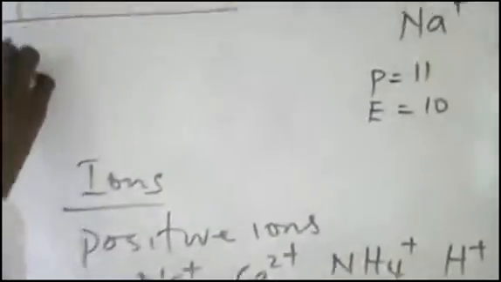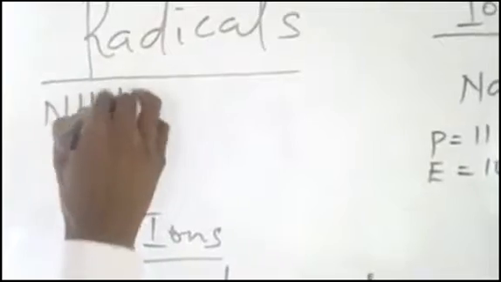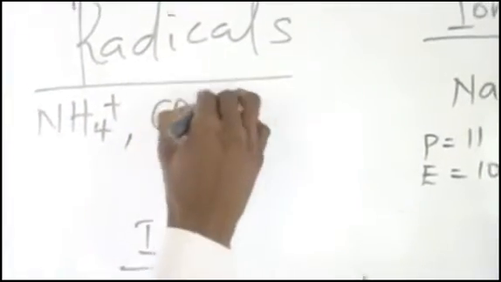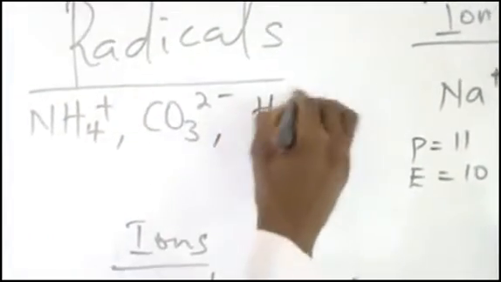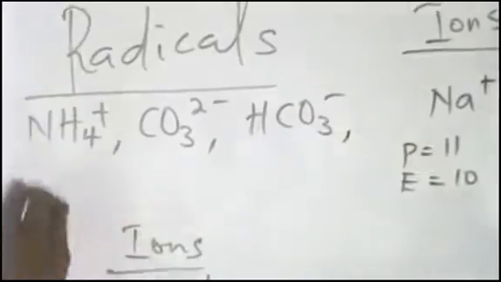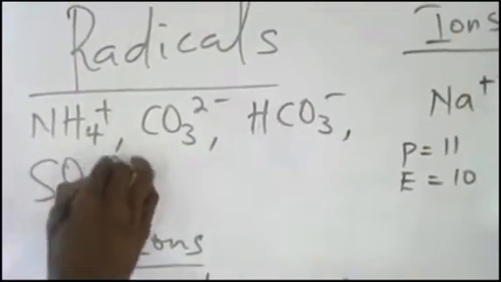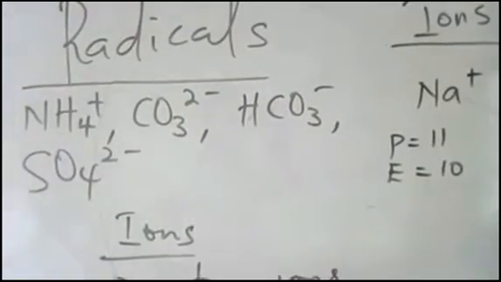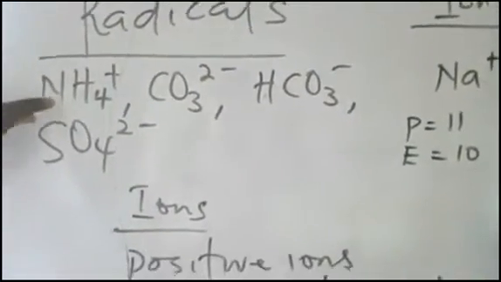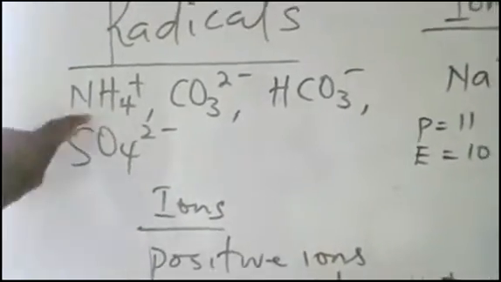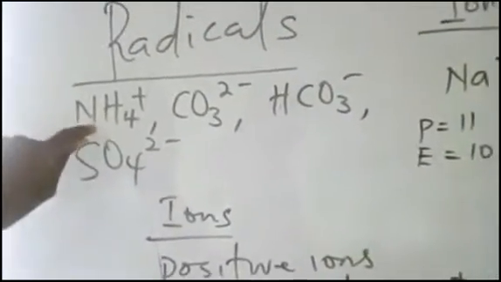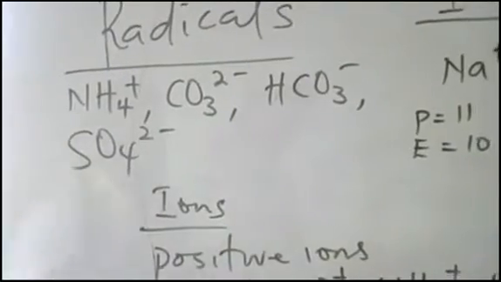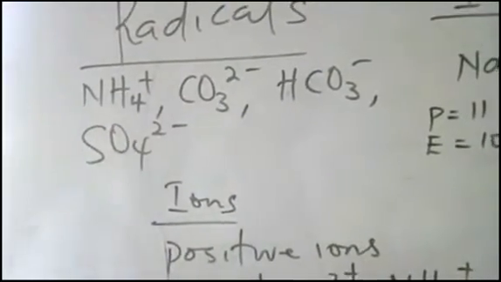Examples are the ammonium ion, the hydrogen carbonate ion, the sulfate ion, and so on and so forth, because these ones contain more than one element. That is why we call them radicals.